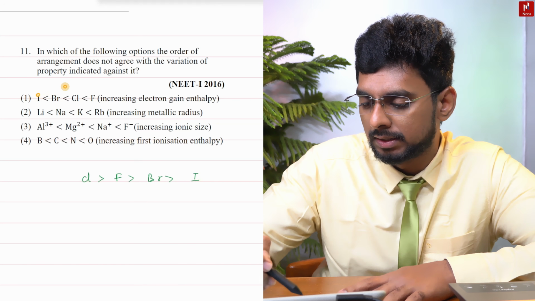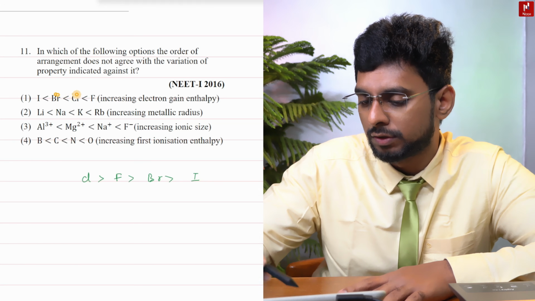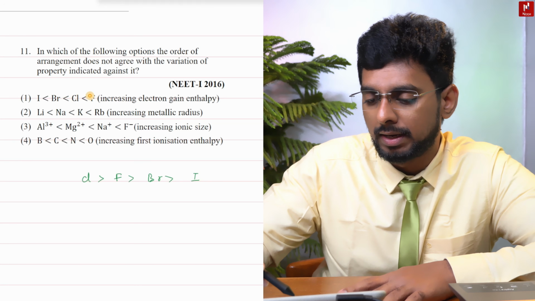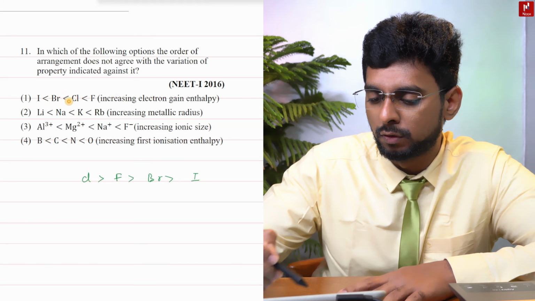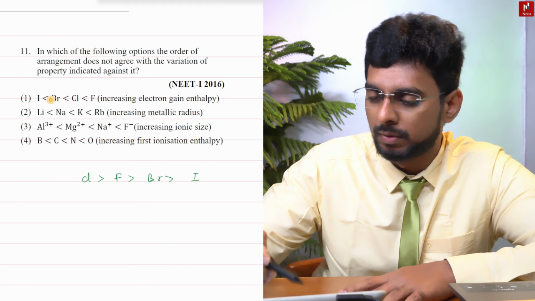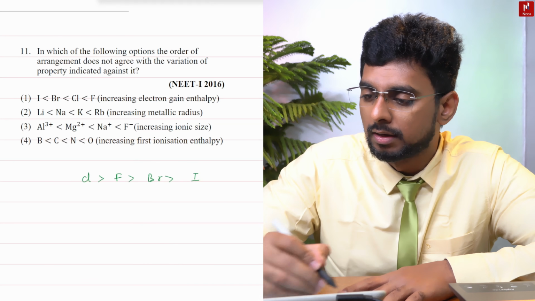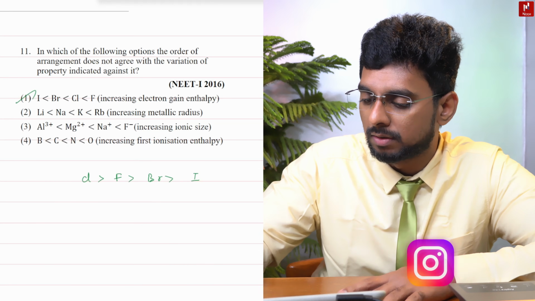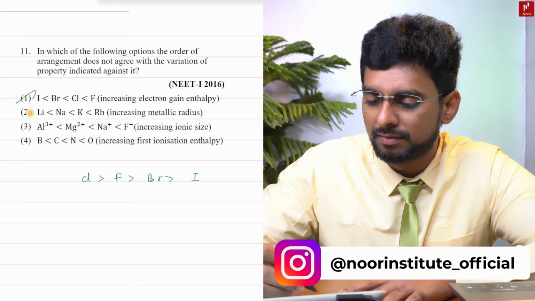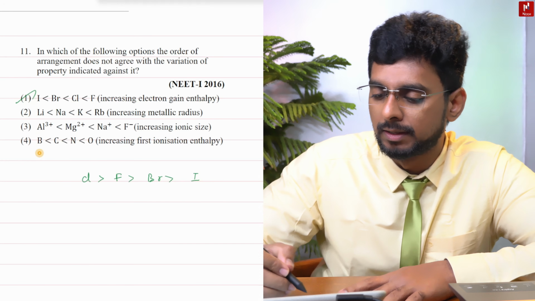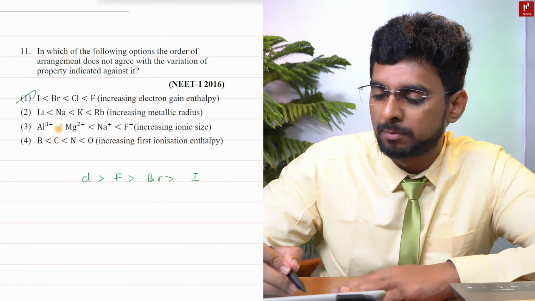So iodine less than the bromine, yeah, that's matching. Bromine less than the fluorine, then you should have got the chlorine. Yeah, here it is the other way around. Therefore, option one is actually the wrong one, which has to be my answer, right? So now I have got option one, which is going to be my answer. Let me verify all the rest of the three options. Got it? So the answer has been marked.